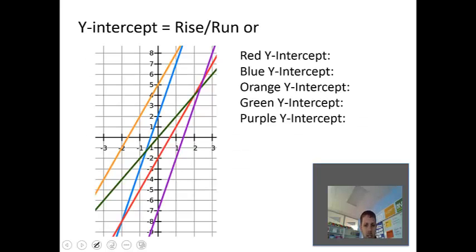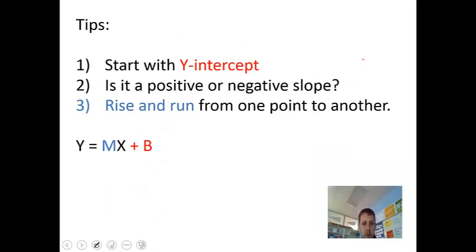Okay, just to reiterate, I want you to do all 5 of these by yourself of figuring out where the y-intercept is. Remember, the y-intercept is where it crosses over the y-axis. So the red y-intercept would be at -2. You finish the other 4. Alright, remember the tips. Start with the y-intercept. You have to ask yourself, is it positive or negative slope? You rise, going up and down first, and then you run from one point to the other.